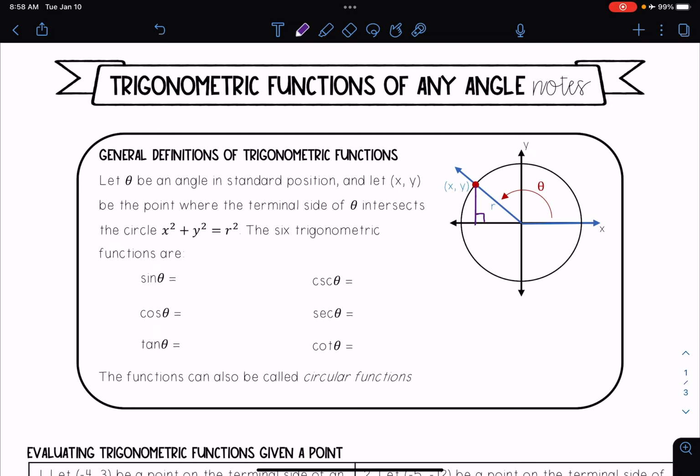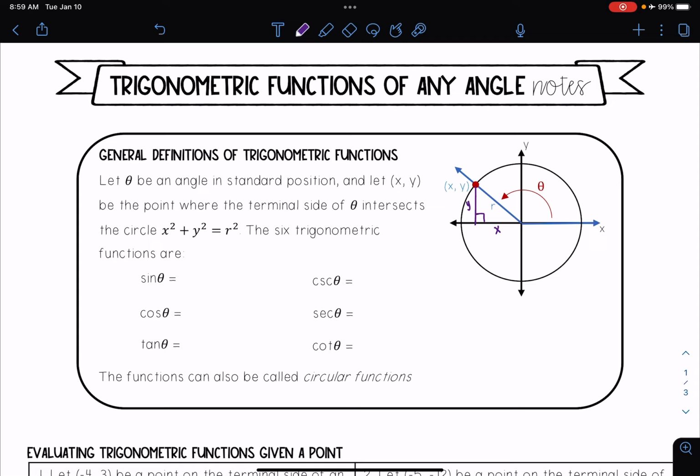And so here we get the equation x squared plus y squared is equal to r squared, because first that's the equation of the circle, but then also that is from our Pythagorean theorem. And that is because with this point (x, y), that means that this length here is x and this length here is y. And so I get that equation. And so we end up with these following definitions for sine and so on.